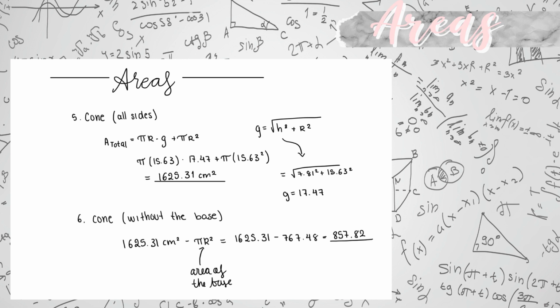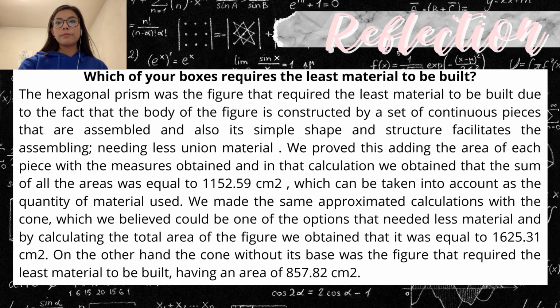For the last figure, we calculated the area of the circle base by using pi times the squared radius and subtracted that value from the result obtained in the last calculations. After finishing all the figures, we arrived at the following final reflections, responding to certain specific questions. The first one is: which of your boxes require the least material to be built?